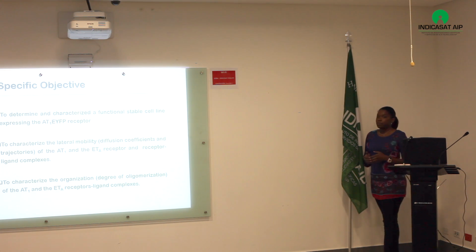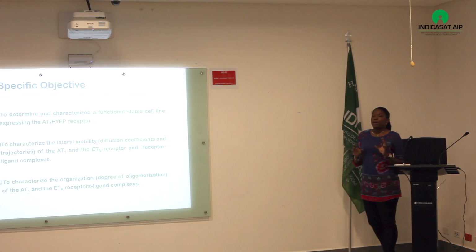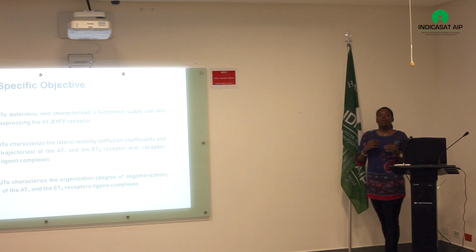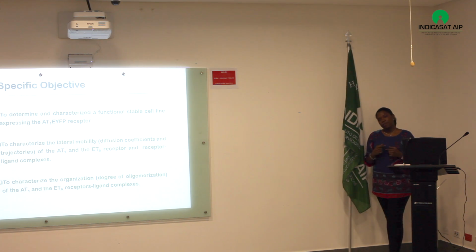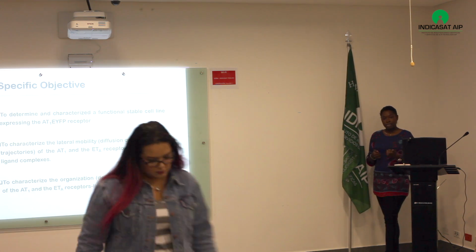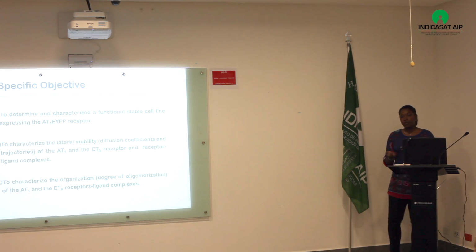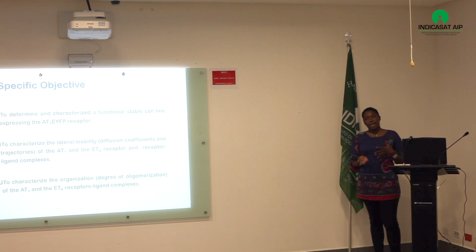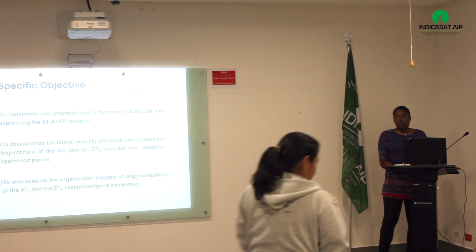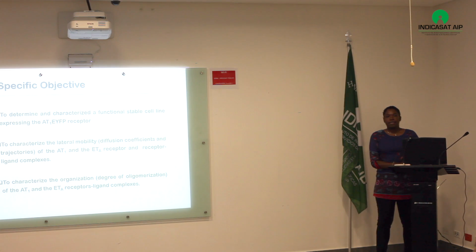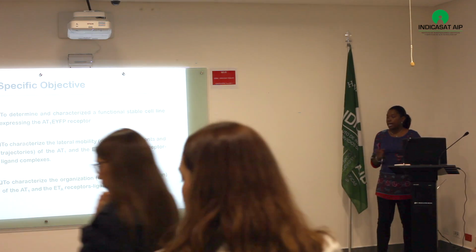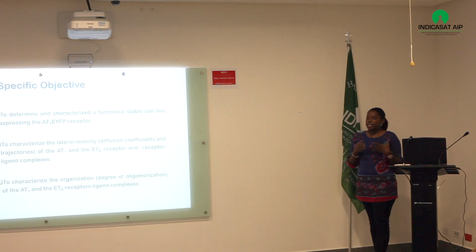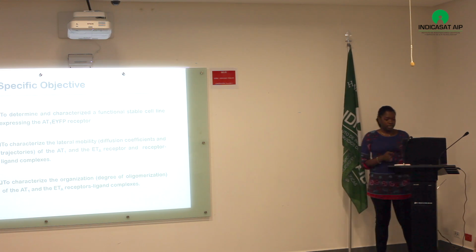We divided our general objective into three. First, we wanted to characterize the cell line that we are going to use to measure the dynamics. The second objective was to characterize the dynamics, how these receptors were moving, and the influence of the ligand binding. The third objective was to determine the aggregates of these receptors and to see if there was an influence of the ligand binding in the receptor and the receptor ligand complexes.